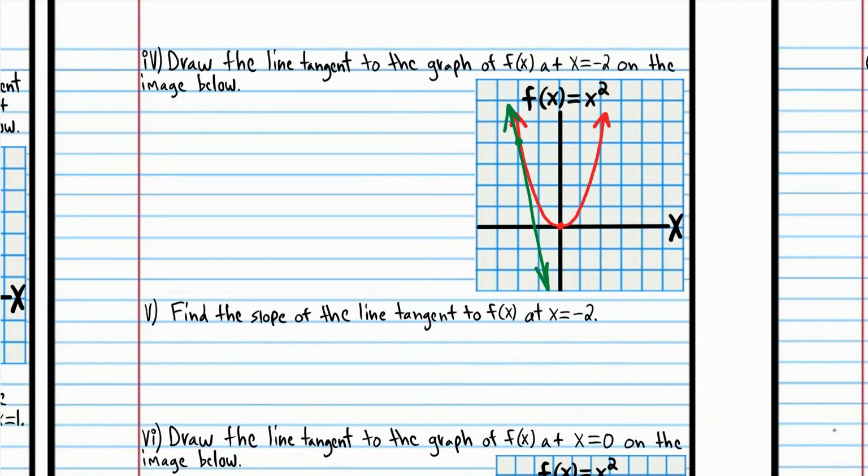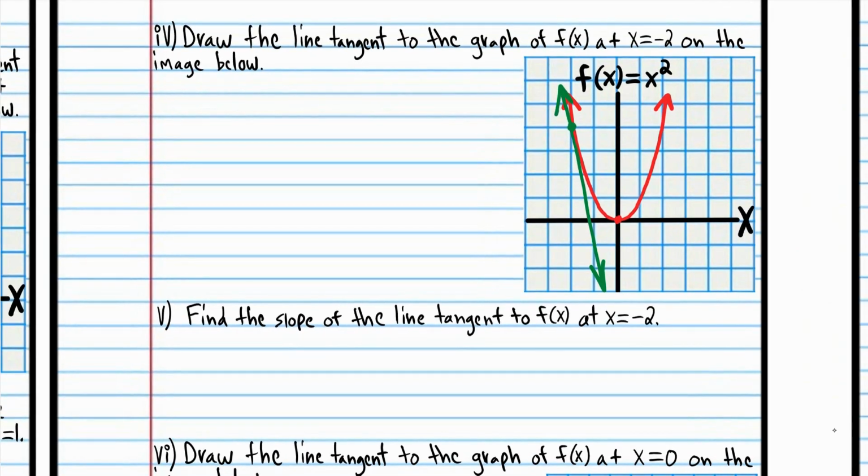So that is the instantaneous rate of change of the function. The slope of the tangent line is the instantaneous rate of change of the function at that point. Now let's find what that change would be. So f prime of x we found is 2x, right? That's the function that we can use to find the instantaneous rate of change. Well, now we just plug in -2.